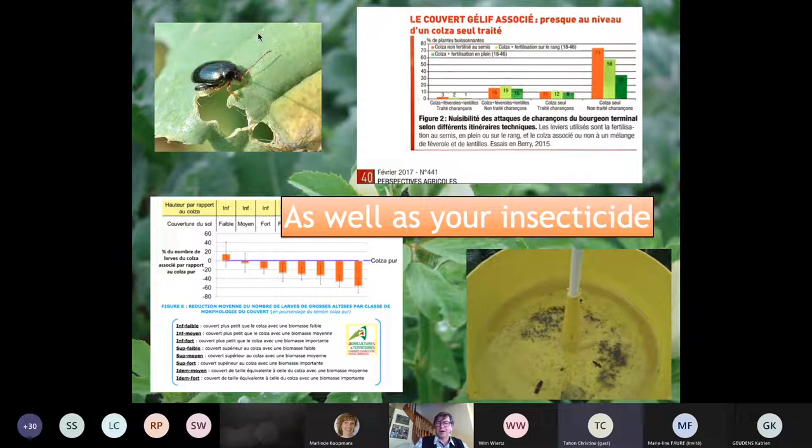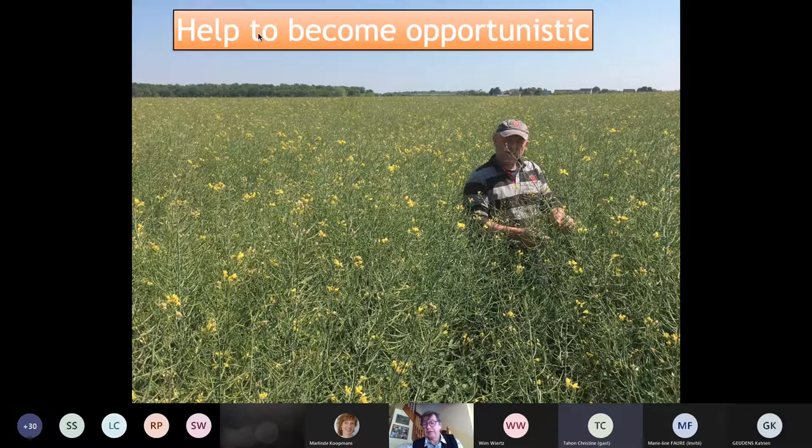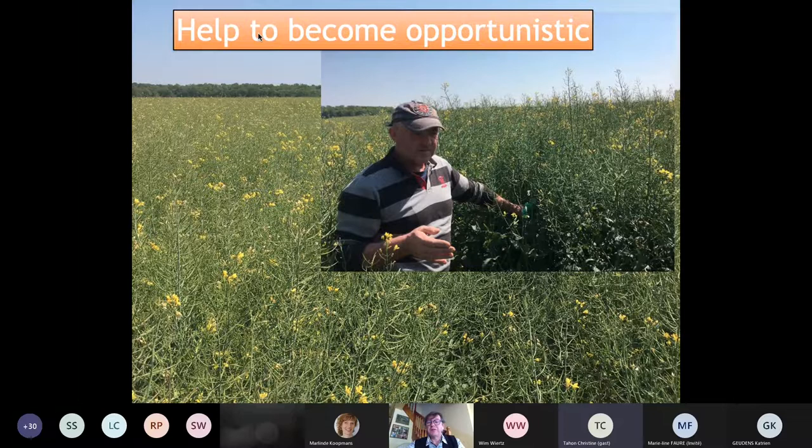And it helps also to become opportunistic. This is my colleague, Christophe. I planted a cover crop like me with a mixture, and everything froze except the oilseed rape.